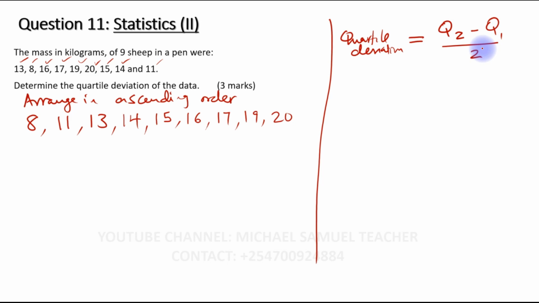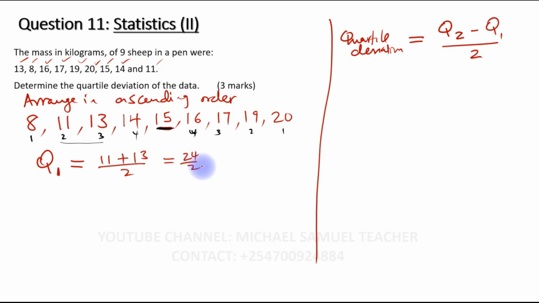So how are we going to get Q1? If you look at the numbers, there are 9 of them, so the middle term is 15. If we begin from the left hand side, we count 1, 2, 3, 4, and from the right hand side, 1, 2, 3, 4. So we have this as the middle term, and to get Q1, it's below the middle term. We get the average of the second and the third one, which will be 11 plus 13 over 2, that is 24 over 2, which is 12.